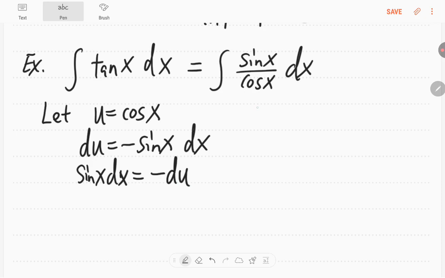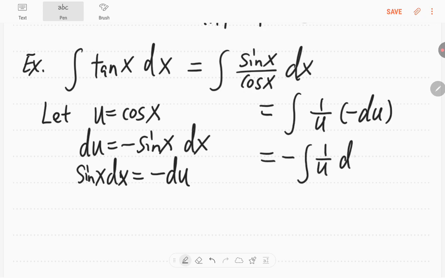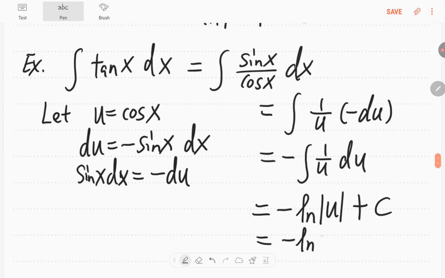So we can write this one as the integral of 1 over u times negative du. We put the negative in front. This one we know how to do: it is the natural log of the absolute value of u plus constant c, so it's equal to negative the natural log of the absolute value of cosine x, plus constant c.